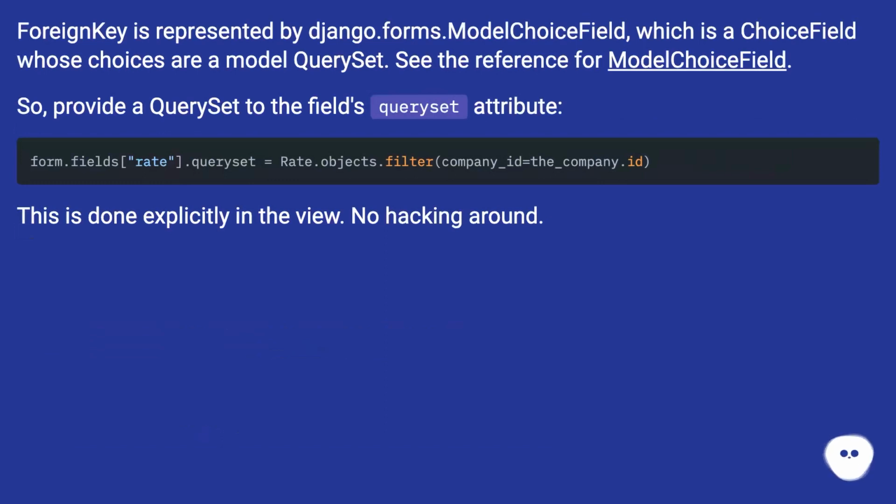ForeignKey is represented by django.forms.ModelChoiceField, which is a choice field whose choices are a model QuerySet. See the reference for ModelChoiceField. So, provide a QuerySet to the field's queryset attribute. This is done explicitly in the view. No hacking around.